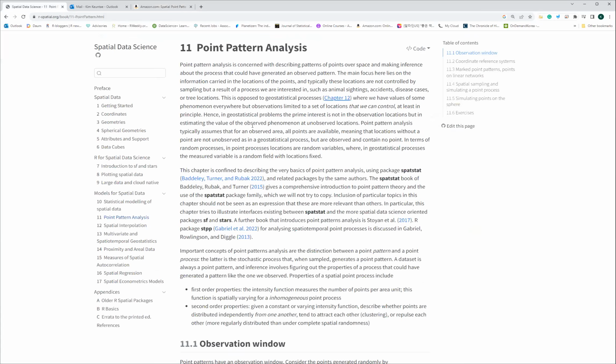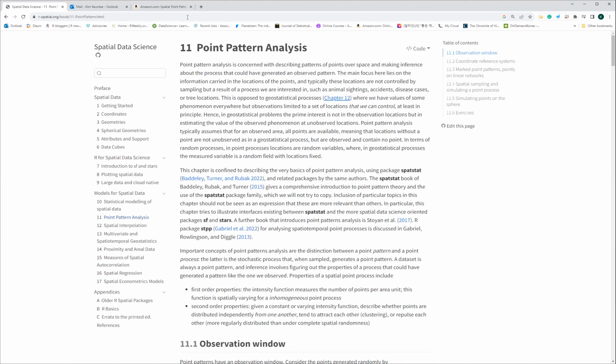Personally, I think chapter 11 of our textbook does not clearly explain everything about point pattern analysis, because it's huge. The authors try to summarize point pattern analysis from that book I just mentioned, but I personally think the authors missed a lot of points.